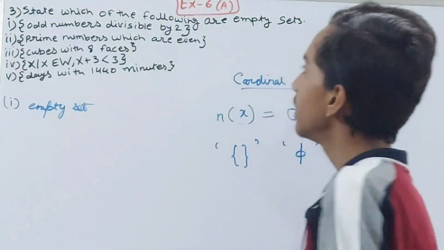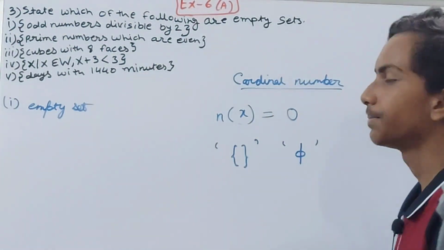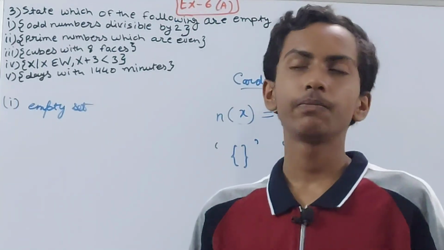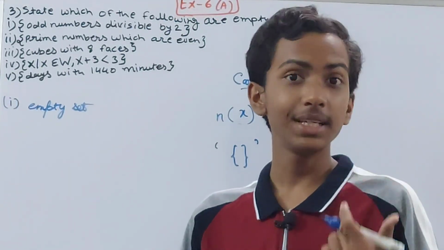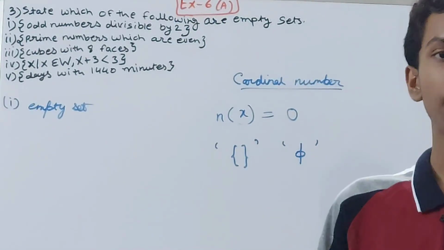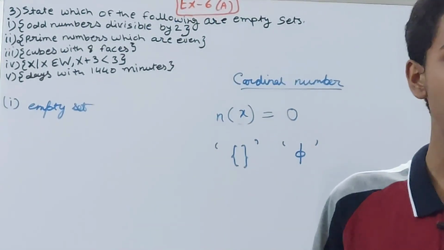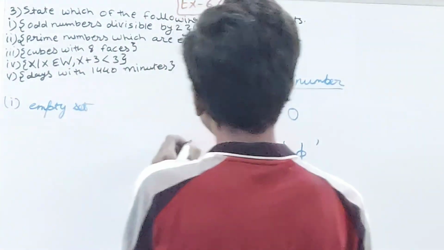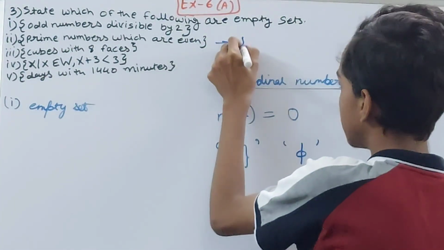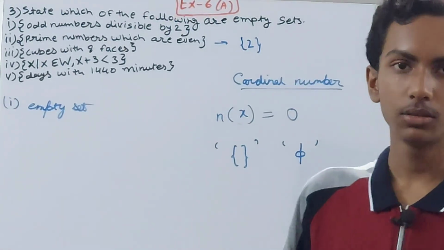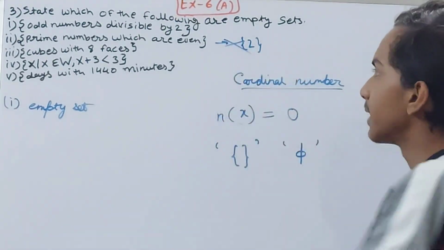Now, second one, prime numbers which are even. Let's see. Is there a prime number that is even? 3 is odd, but 2 is even. 2 is the smallest prime number, as we know. It is the only even prime number also. So is this an empty set? No, you can write it like this, {2}. So it is not an empty set.